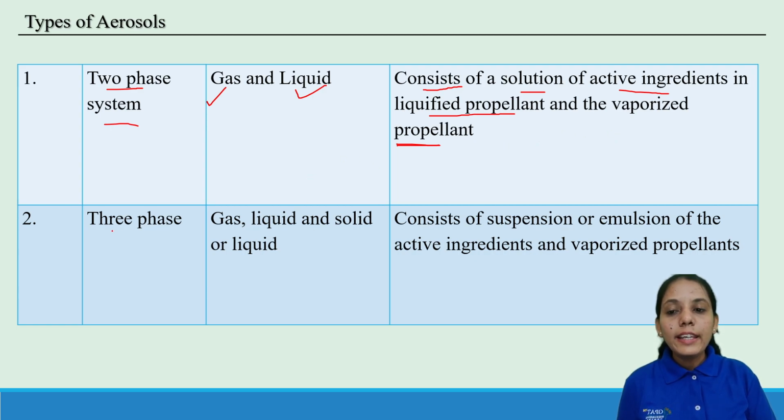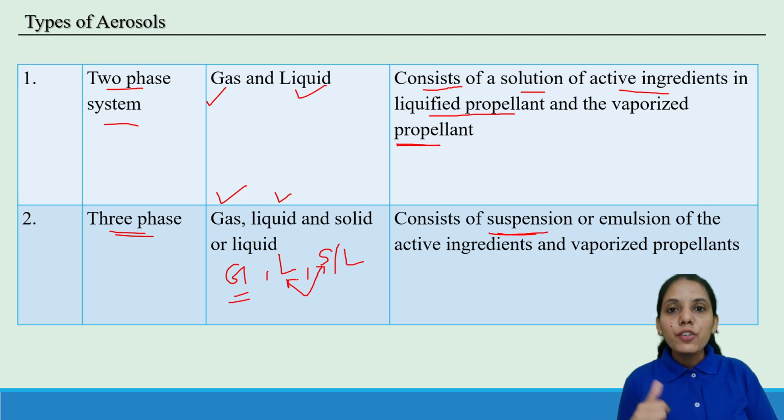Next is the three-phase system. Now what do you mean by three-phase? First is gas, second is liquid, and third can be solid or liquid. First gas is confirmed, next liquid is confirmed, third can be solid or liquid. Now gas is there, and it consists of a suspension. If it is a suspension, then solid and liquid will be present. So this becomes your three-phase system.